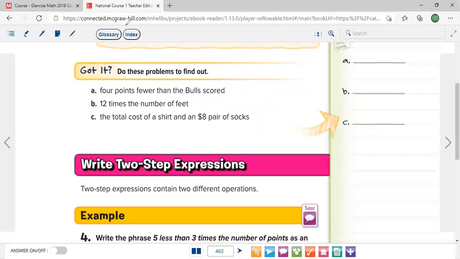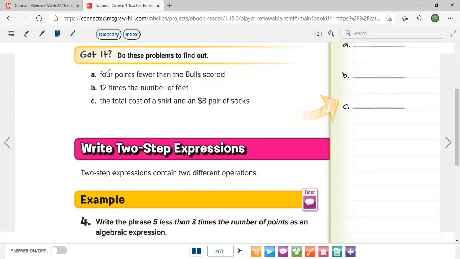Moving on. 4 points fewer than the Bulls scored. We don't know what the Bulls scored, so let's say that Bulls scored X, for example. 4 points fewer means minus, as you know. So 4 points fewer than Bulls scored will be X minus 4.